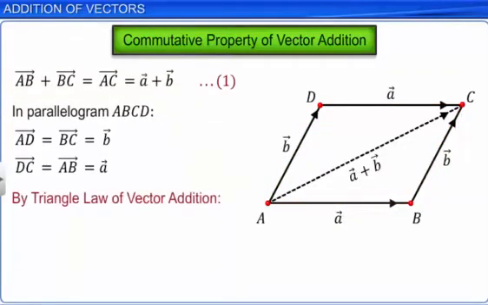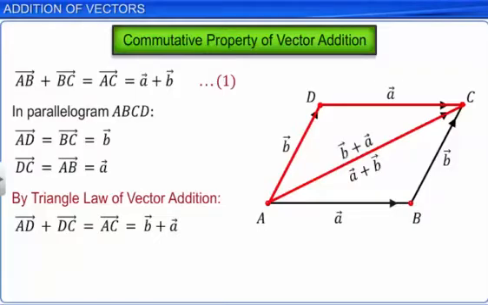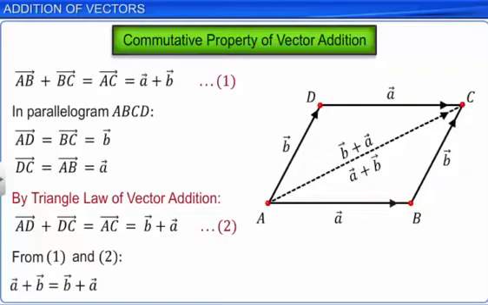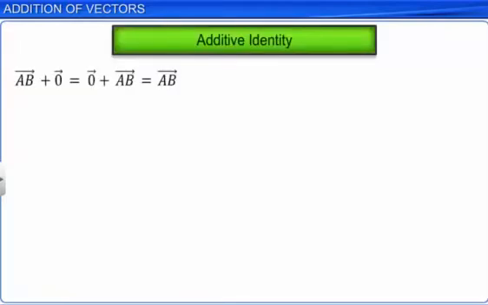Applying the triangle law of vector addition to triangle ADC, vector AC is equal to vector AD plus vector DC, which is equal to vector B plus vector A. Thus, we find that vector A plus vector B is equal to vector B plus vector A. Hence, vector addition is commutative. If we add a zero vector to any vector, the vector remains unchanged. Hence, a zero vector is called the additive identity of vector addition.